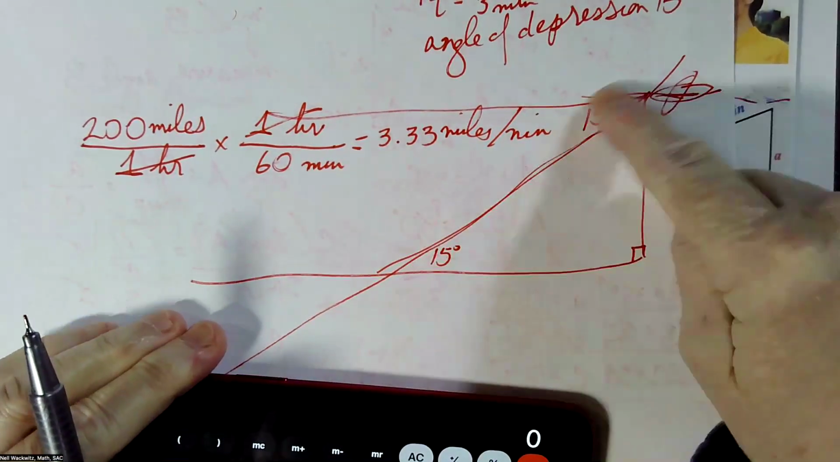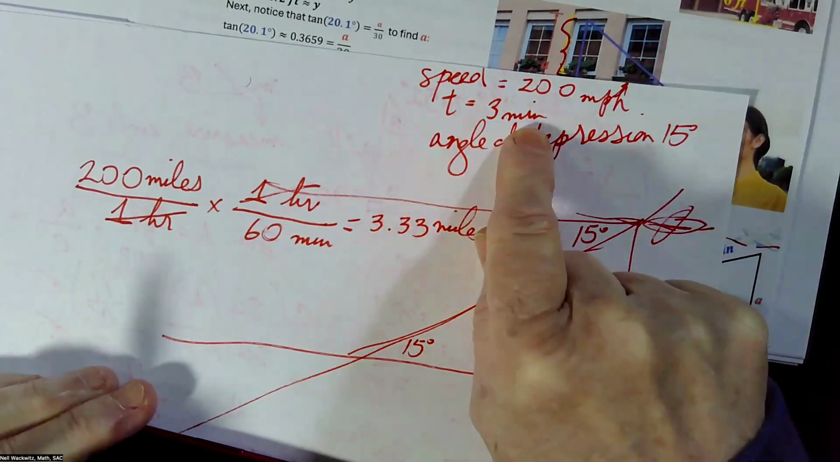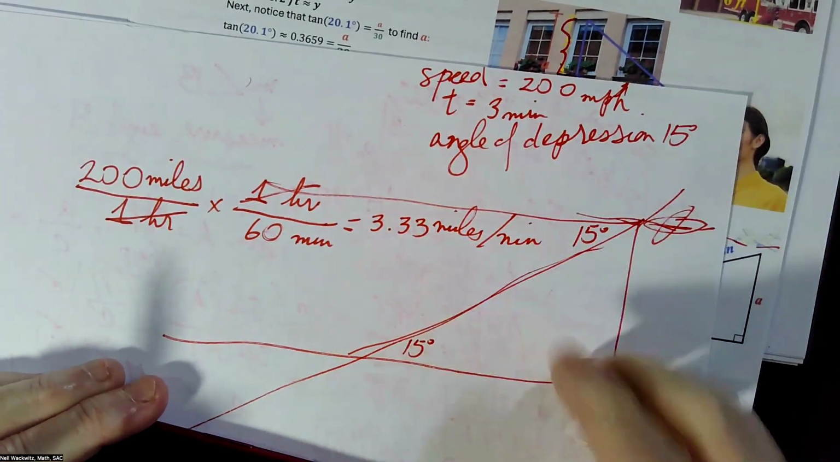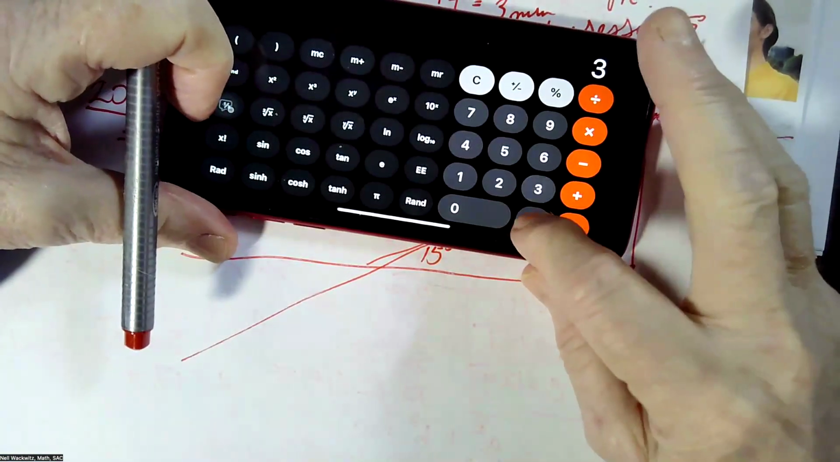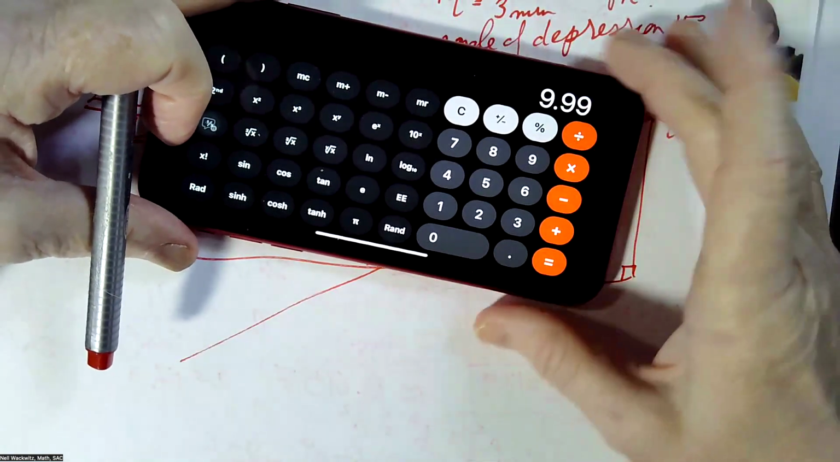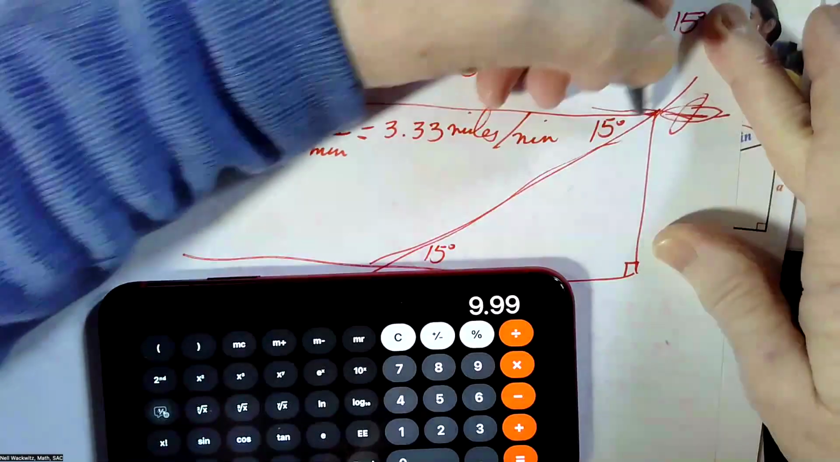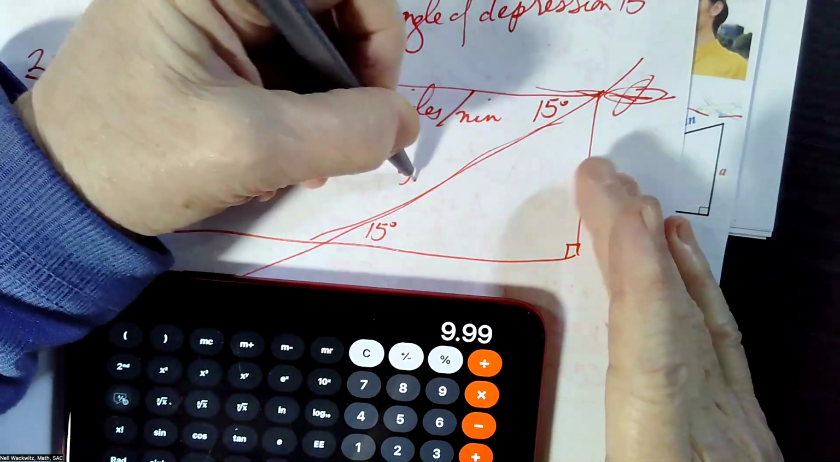So how far is he, or she, going for 3 minutes? Let's multiply this value by 3. So we have 3.33 times 3, which is 9.99. So this distance, the hypotenuse, is 9.99.